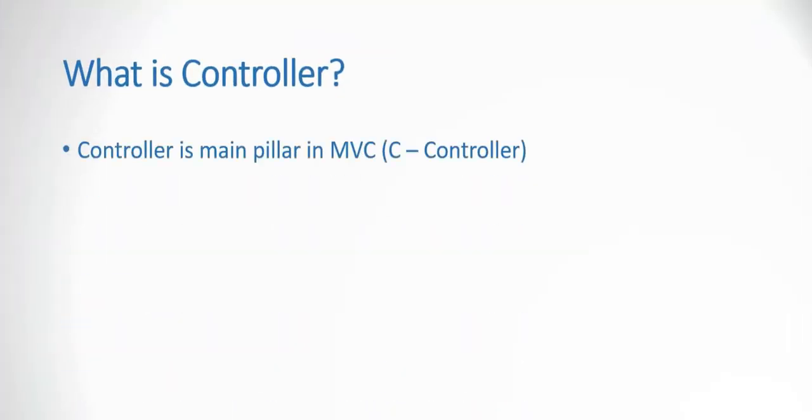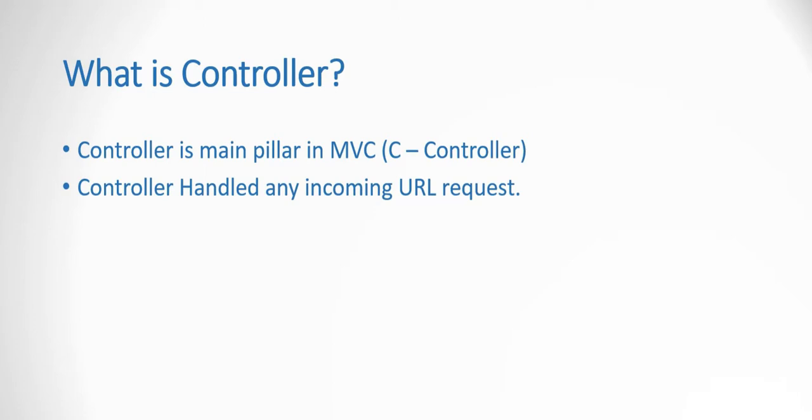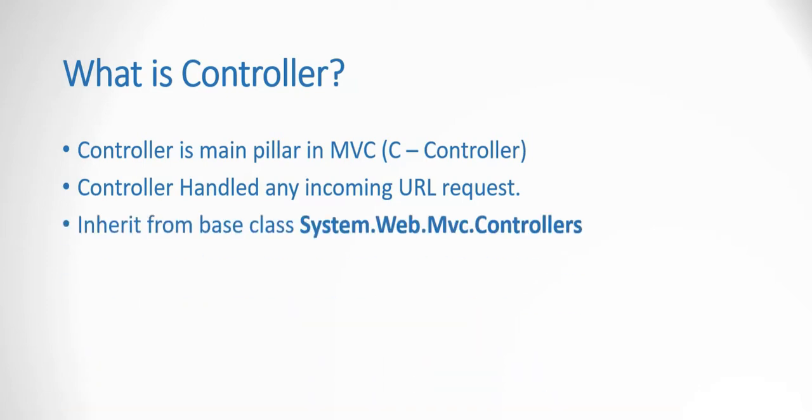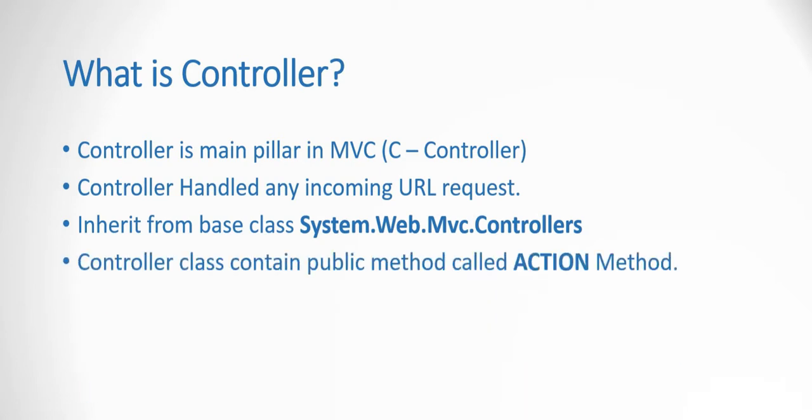The controller is the main part of MVC: C for controllers. A controller handles an incoming URL request, and it inherits from the base class System.Web.Mvc.Controller. A controller class contains public methods, which are called action methods. We will talk about action methods later.